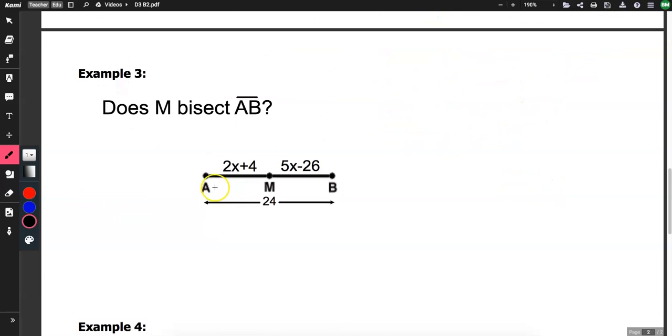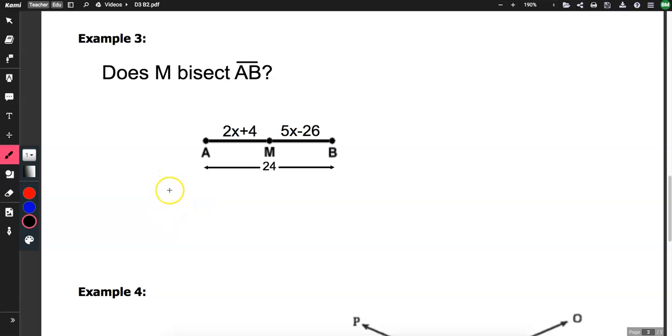Okay, so example 3 is a little bit different. We're not looking necessarily for a particular length here. We want to know if M bisects AB. Okay, so we're thinking about what we know about bisect. If it bisects, that means that these should be congruent. Now I know the total length is 24, which tells me that AM should be half of that and MB should be half of that. So both of those segments should equal 12.